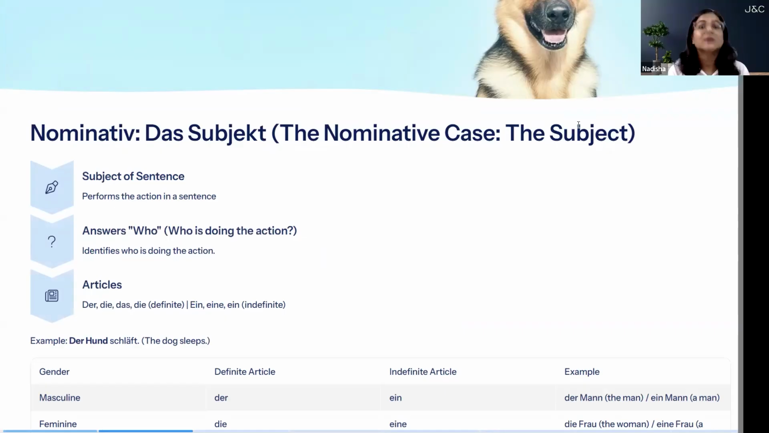Who is running? I am running. So I am the doer. Who is cooking? He is cooking. So he is the doer. He is the subject. Okay. So personal pronouns like I, you, he, she, it, all of them are the subjects. Okay. And the article for nominative is der, die, das, die.